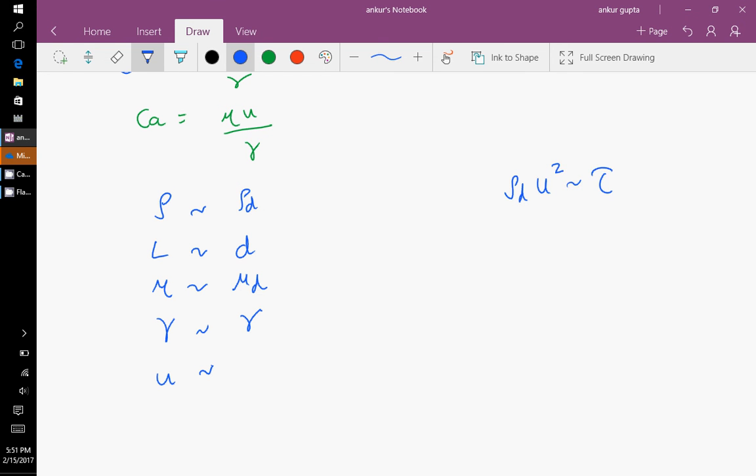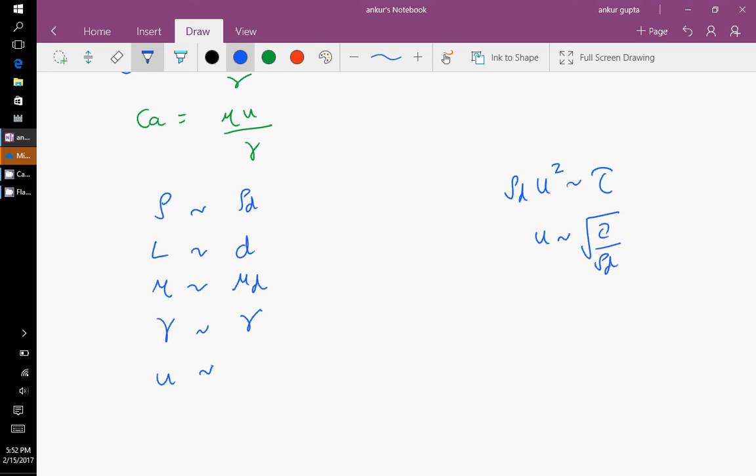And why am I writing tau here? Because this is a variable that has not been used till now, so I have to use it for velocity. So what I'm saying is that tau has the same units as rho d u square. Both of them have the units of stress. You will start getting this with more practice, but this is something that you have to guess, and then you can write u as square root of tau by rho d.